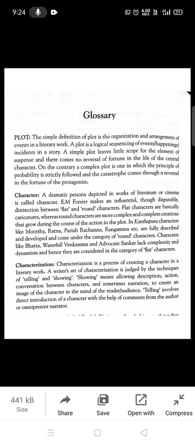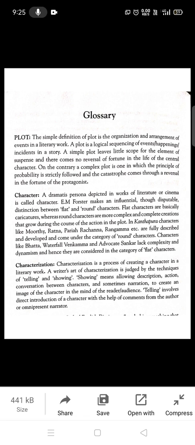In today's lecture we'll discuss three literary terms, and these are plot, character and characterization. So we begin our discussion with plot. What is plot? First question. The simple definition of plot is the organization and arrangement of events in a literary work. A plot is a logical sequencing of events, happenings, or incidents in a story.